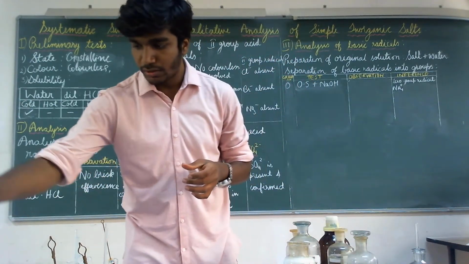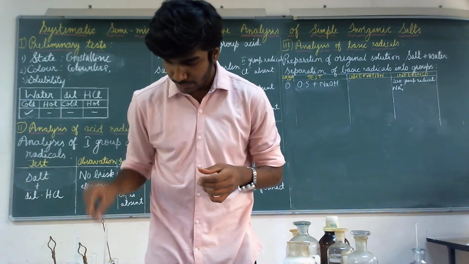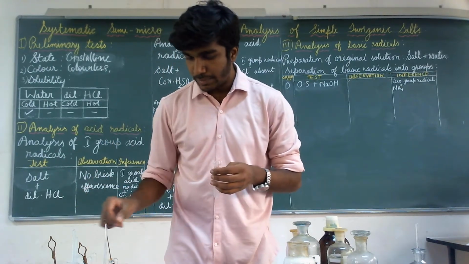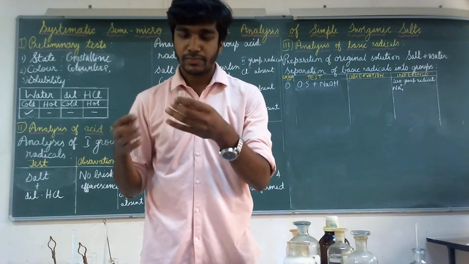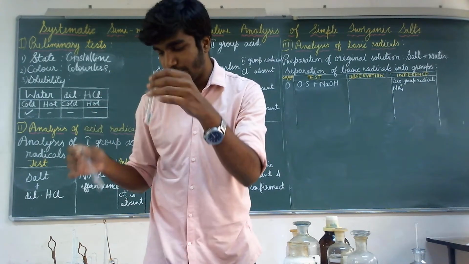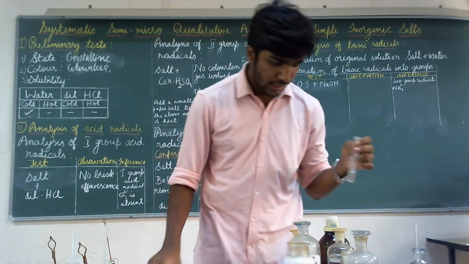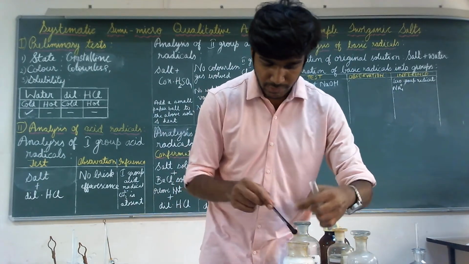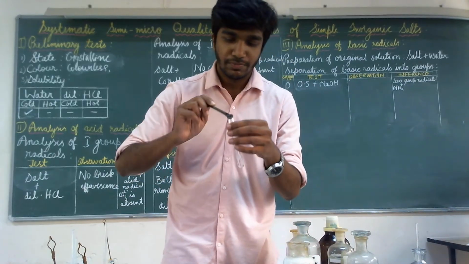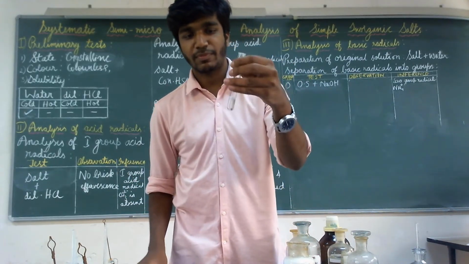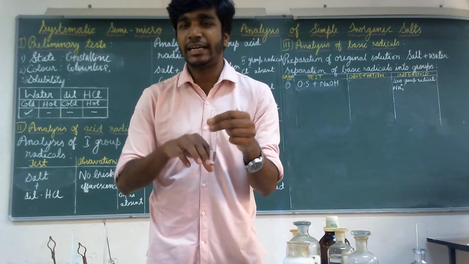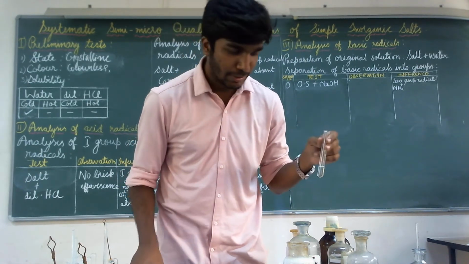So now we'll move on to the fourth group basic radicals. Here the test is again very simple. Take original solution. To this again you have to add NH4Cl, NH4OH and H2S. Actually, the best way to do this is just to add H2S to the test tube. Before this, we tested for third group basic radicals. Could have just added H2S to that, but I forgot. So I am doing the experiment again.